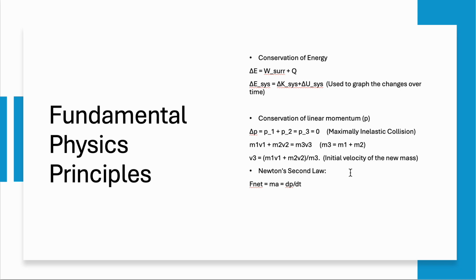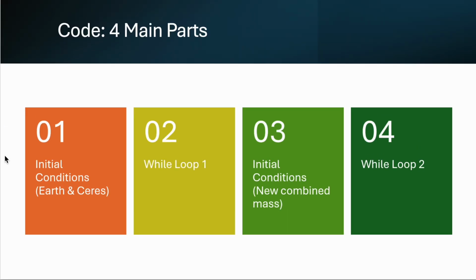We also use Newton's second law, where F net equals mass times acceleration equals the derivative of momentum with respect to time. We just used that for our velocity update and position update in our code.